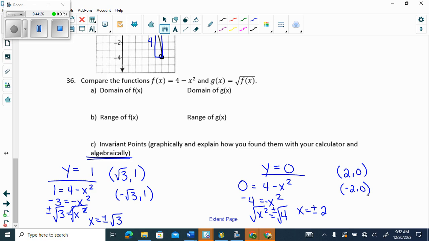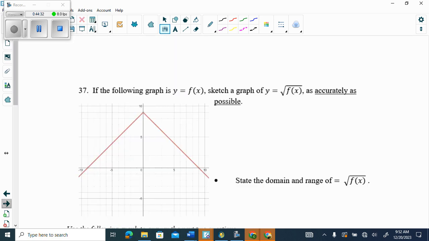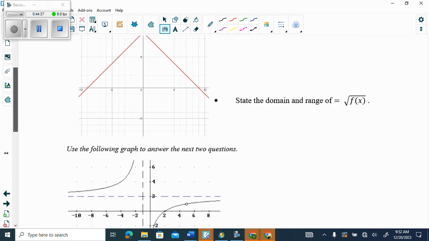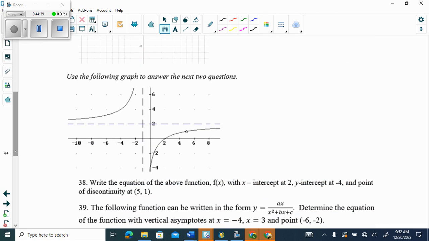Do not find it on your calculator and give me 4 points. You're getting 0 marks. That's not algebraically at all. But I found them, Mrs. Lepp. Don't care. Like, I care, but I don't. Okay, what if I give you this?